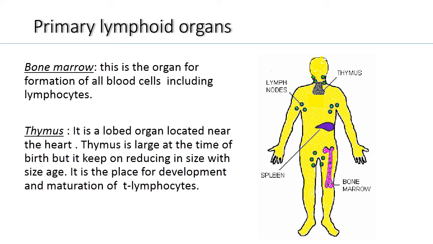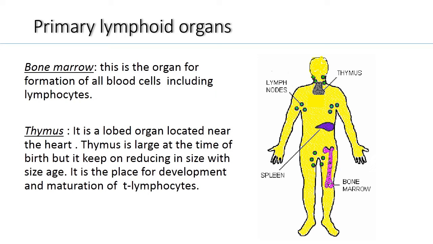The size of the thymus is very large at the time of birth. In childhood also, the size of the thymus is very large, but it keeps reducing in size with age. As we become old, the size of the thymus also gets reduced. By puberty, it reduces to a very small size, and when the size reduces, the function of the thymus also decreases. In childhood, it is very active in its function. As it decreases in size, its function is also reduced.